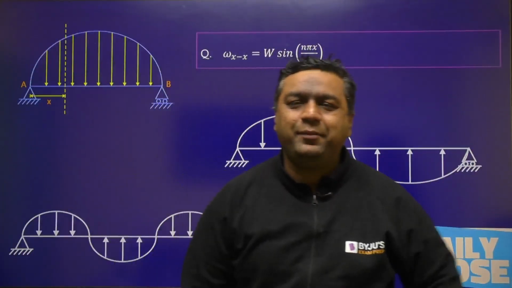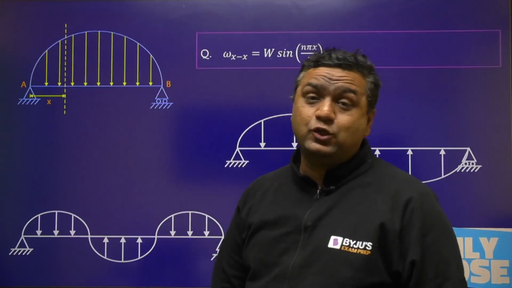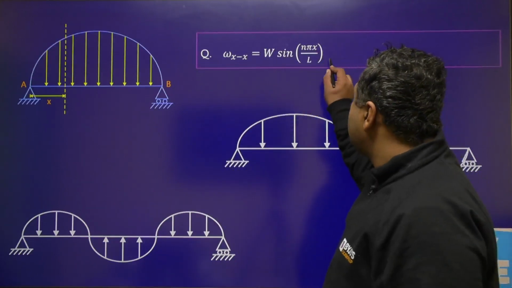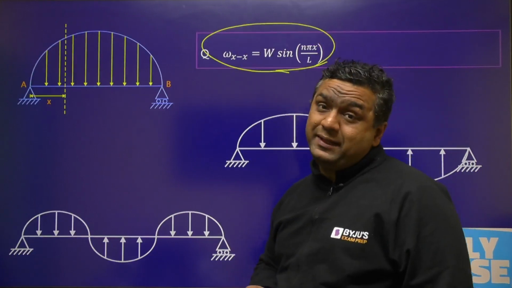Hello guys, so today I am here with a short trick to find out the support reactions for sinusoidal loading. You know, in general, sinusoidal loading is given by W(x) = W sin(nπx/L).